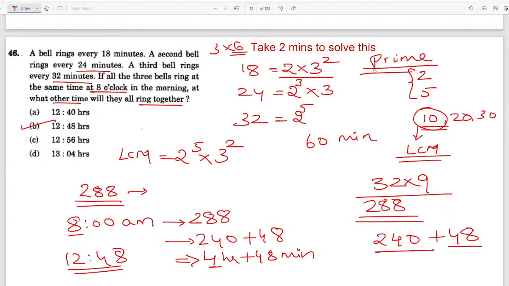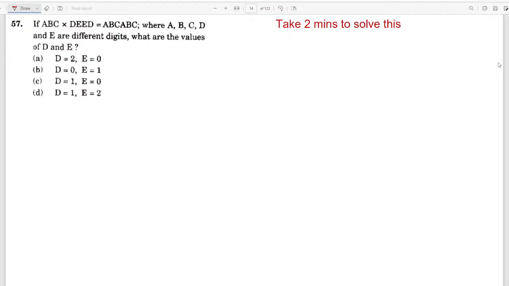Is there any doubt in this question? Take 2 minutes to solve this question.